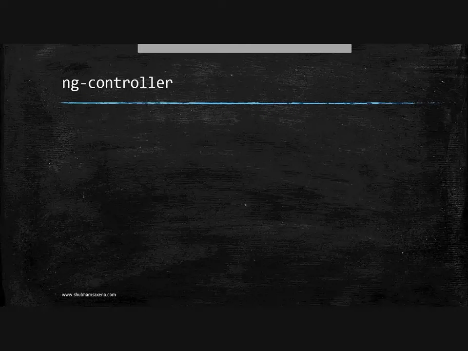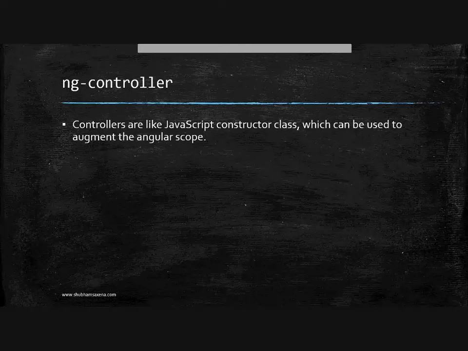So the controller basically controls your application, or maybe a part of the application. You may have different controllers. You may load them in parallel, you may load them serially, any way you want. So a controller is nothing but a part of your application. If you again reference it with C programs, a controller can be your functions which perform various tasks. ng controllers are like JavaScript constructor classes, which can be used to augment the Angular scope. Okay, so here I would have a better example for you.